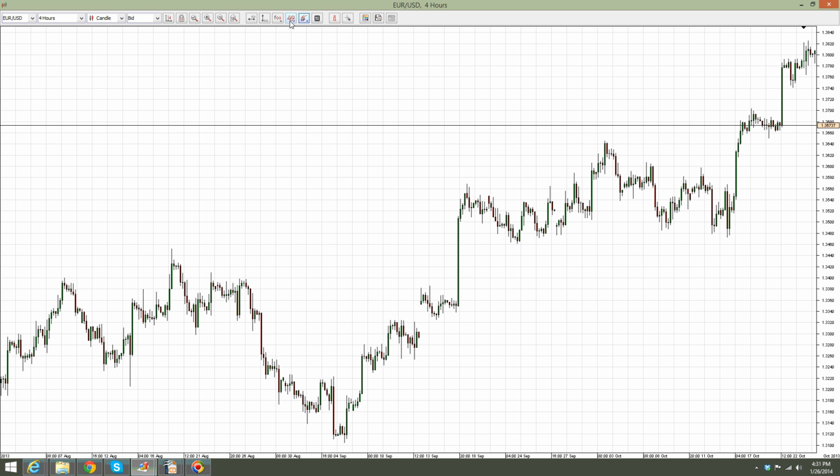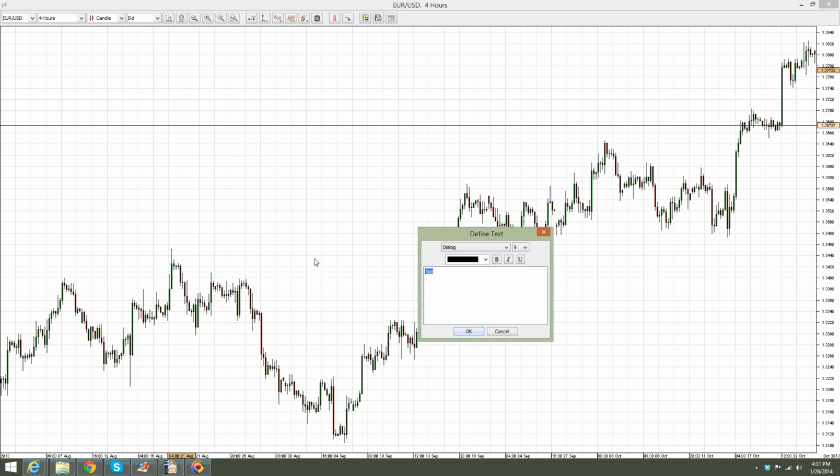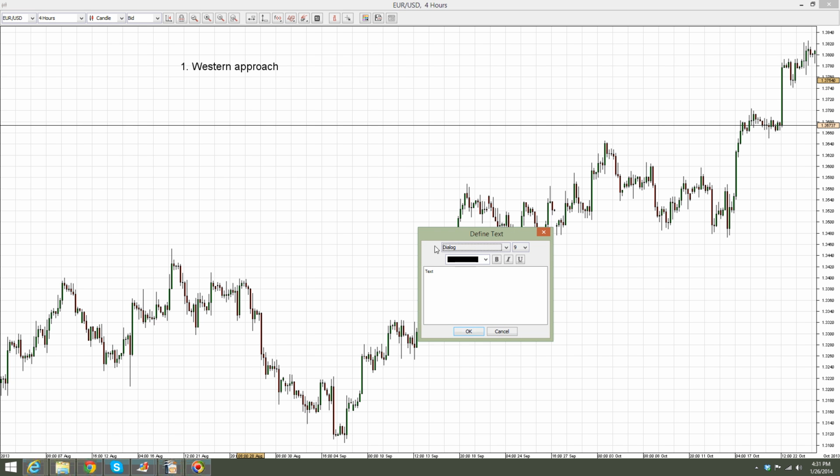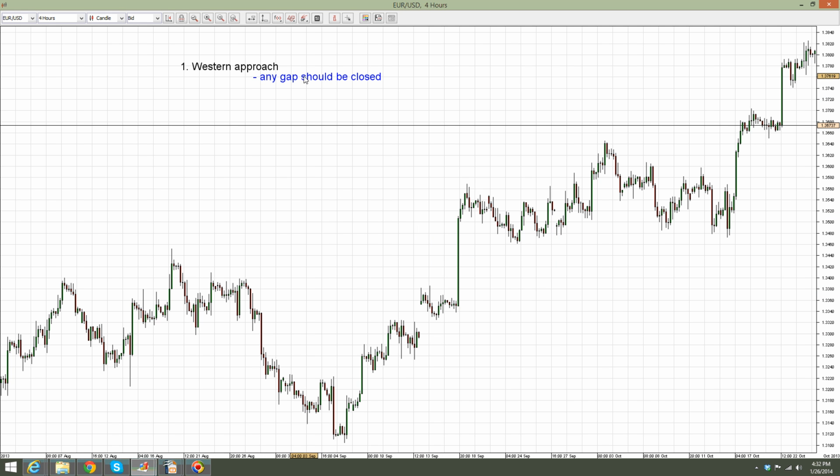Now, the most important thing to consider is that there are two different approaches in treating gaps. The first approach is the Western approach. And most likely this is the one you probably already heard, and this is the one you are probably using. Under the Western approach, it is being said that any gap, any void between candles, should be retraced by the following price action. So any gap should be closed. This is the standard interpretation on the Western technical analysis branch regarding the gaps.